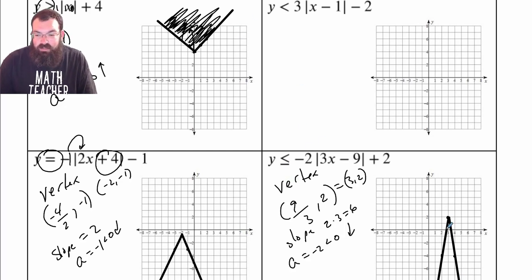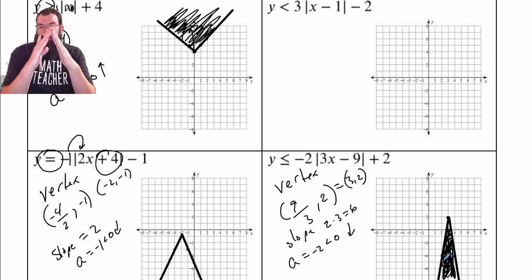And it is less than, so now I'm shading below the vertex, which in this case is inside the V on the downside there. So my answer is the absolute value V with a shaded region on the inside of it.